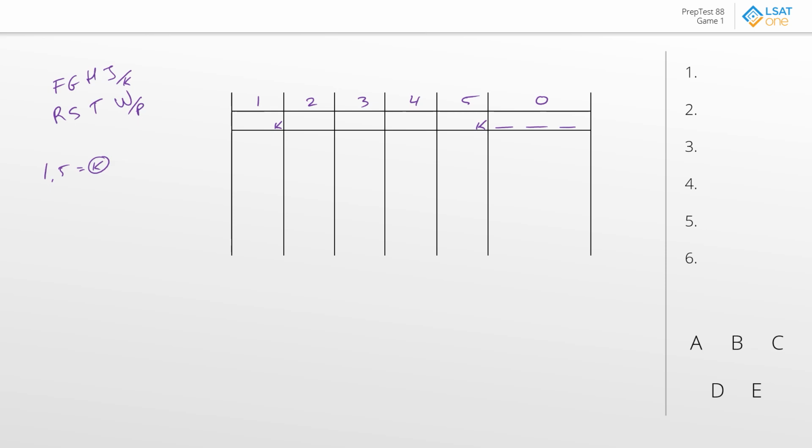Next, T cannot be next to any kitten. So we can say that T, who is a puppy, cannot be next to any kitten, which really means that right away we know that there's no way to place T in 2 or in 4 because they would be next to a kitten. So really T can only go into 3 or out.